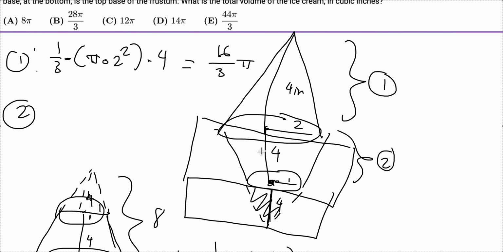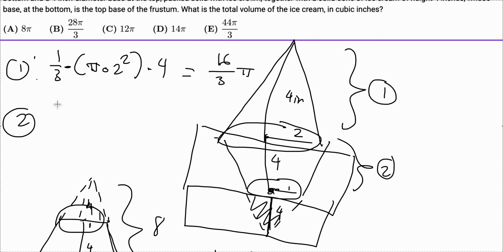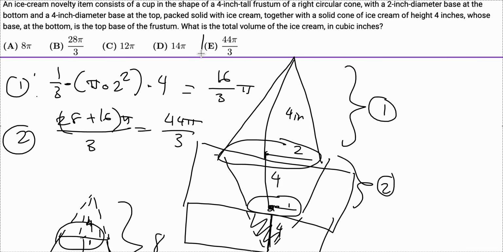Now we need to add 28 over 3 and 16 over 3. So 28 plus 16 is 44. So that's 44 over 3 times pi, which is equal to 44 pi over 3. So we have 44 pi over 3 as the volume of ice cream in cubic inches.